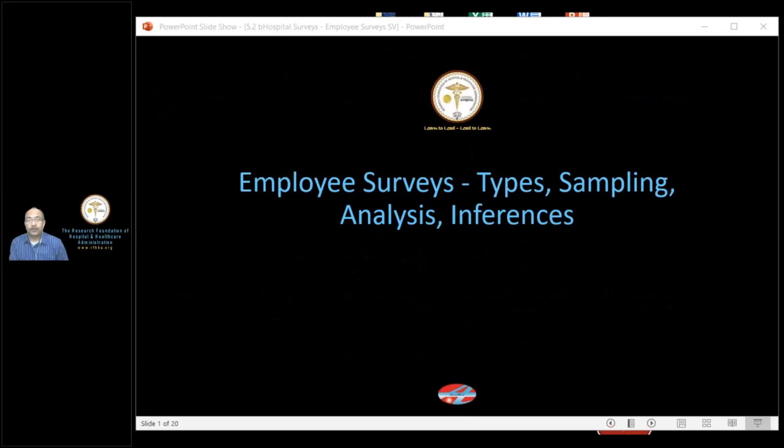So we are talking about employee surveys. Hospitals undertake several kinds of surveys within their organizations. Some of the examples are the employee surveys that we will cover today. Other examples are patient satisfaction surveys, or feasibility surveys before starting a new service.